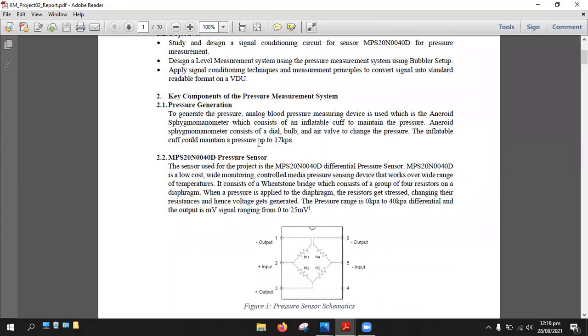If we talk about the key components of the pressure measurement system, the first one is the pressure generation. We had to test our sensor using some external pressure that we could apply. We used multiple techniques, such as balloons, as well as the pumping system used in blood pressure machines. But we could only produce a maximum pressure of 17 kilopascal. Because of those limitations, the instrument that we designed had only a specific range.